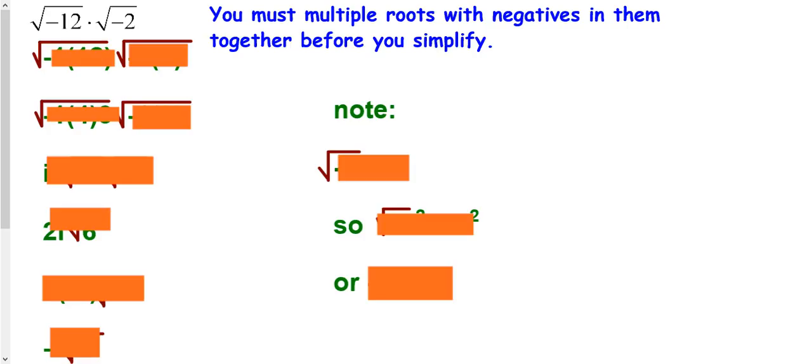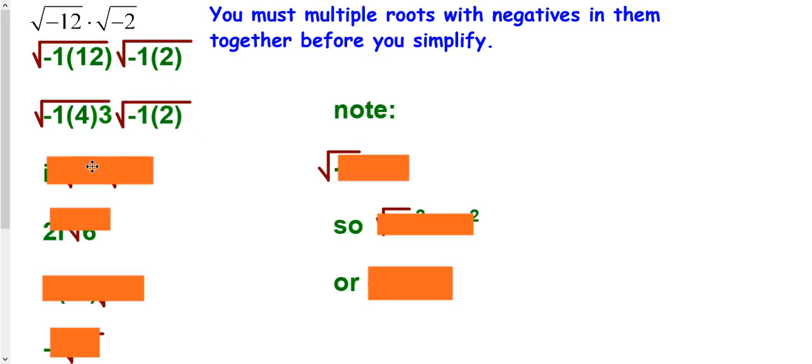Now, if you're dealing with multiplying roots together, or even dividing roots that have negatives in them, you first of all must simplify the roots first. So we're going to simplify these two roots just like we did on the previous page.